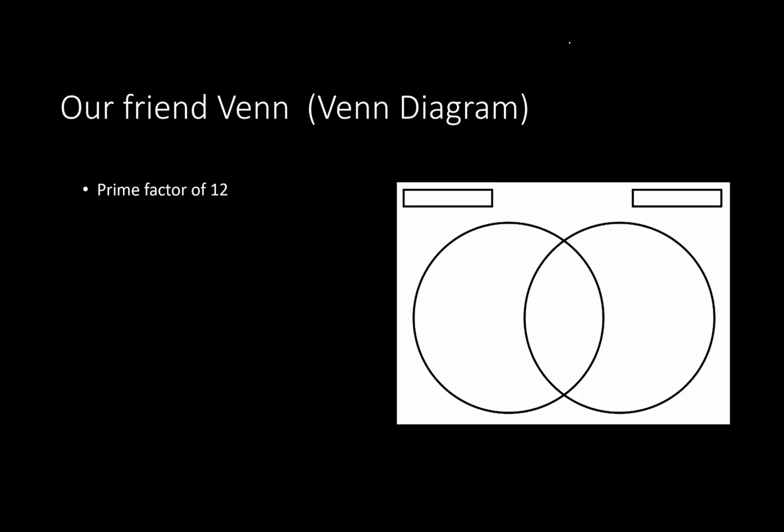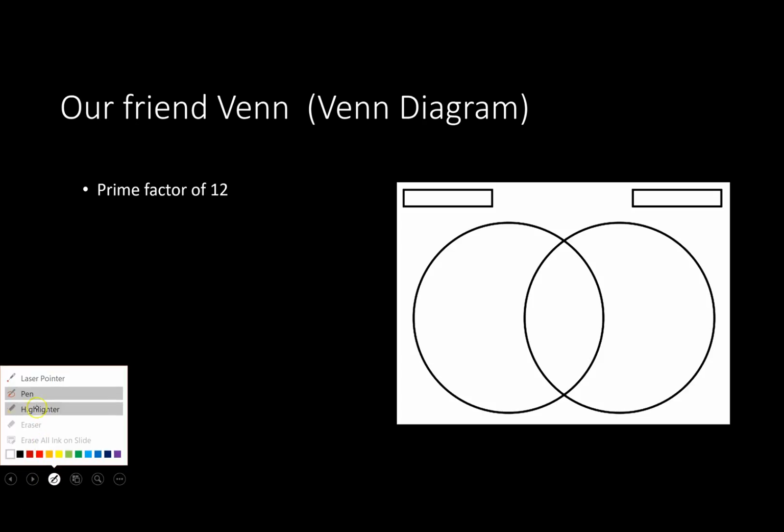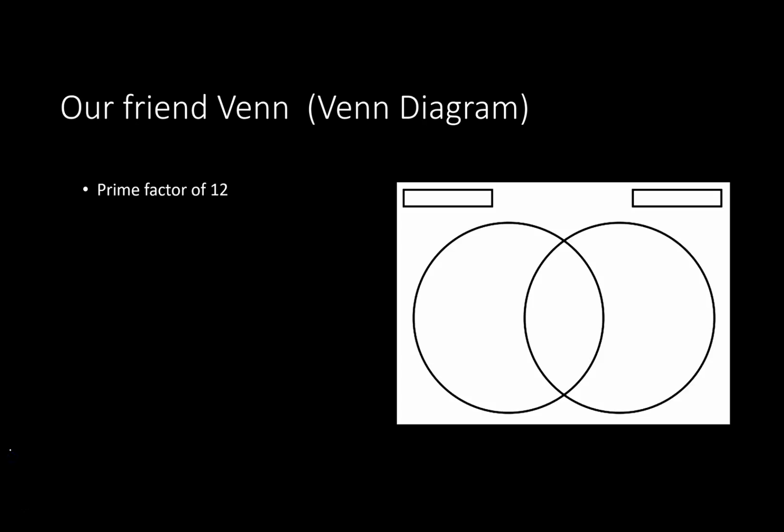For some reason my pen is not working, so let's go down here instead. 12, I would have 3, and then 2, and 2. The prime factors of 20: 20 is going to be 2 and 10, which is going to be 2 and 5.